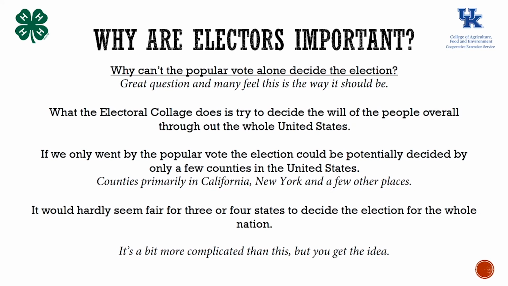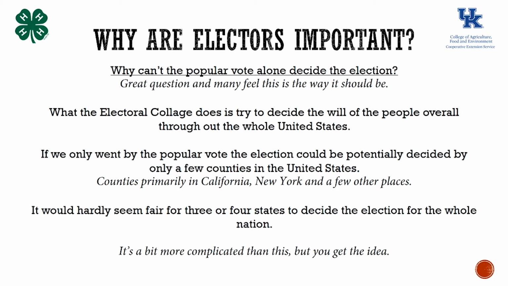You might ask the question, why are these electors so important? Why not just do a popular vote, have that be the election and decide it? And you know what? I can see that point of view, and it's a great question. But what the Electoral College does is try to decide the will of the people overall throughout the whole United States, okay? Because the wrench in the popular vote only is if we went by popular vote for the election alone, that could potentially mean that the election is decided by only a few counties in only a few states in the United States.